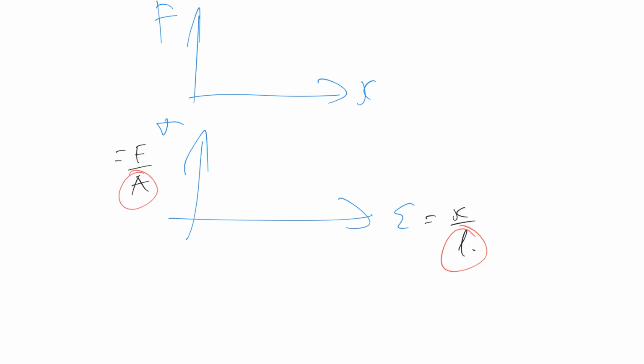So therefore, do you see that since these two are constant, F versus x, or stress versus strain, would actually be proportional, so they will have the same shape. So if they give you FX graphs or stress strain graphs, they should have the same shape, but of course they will have different values.